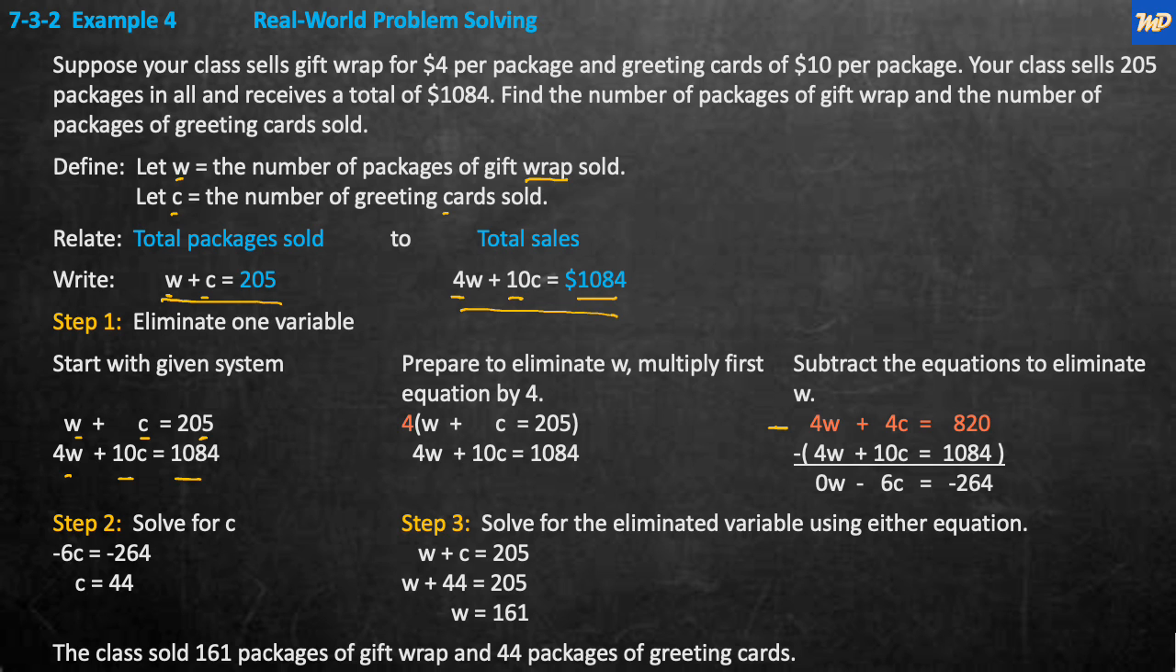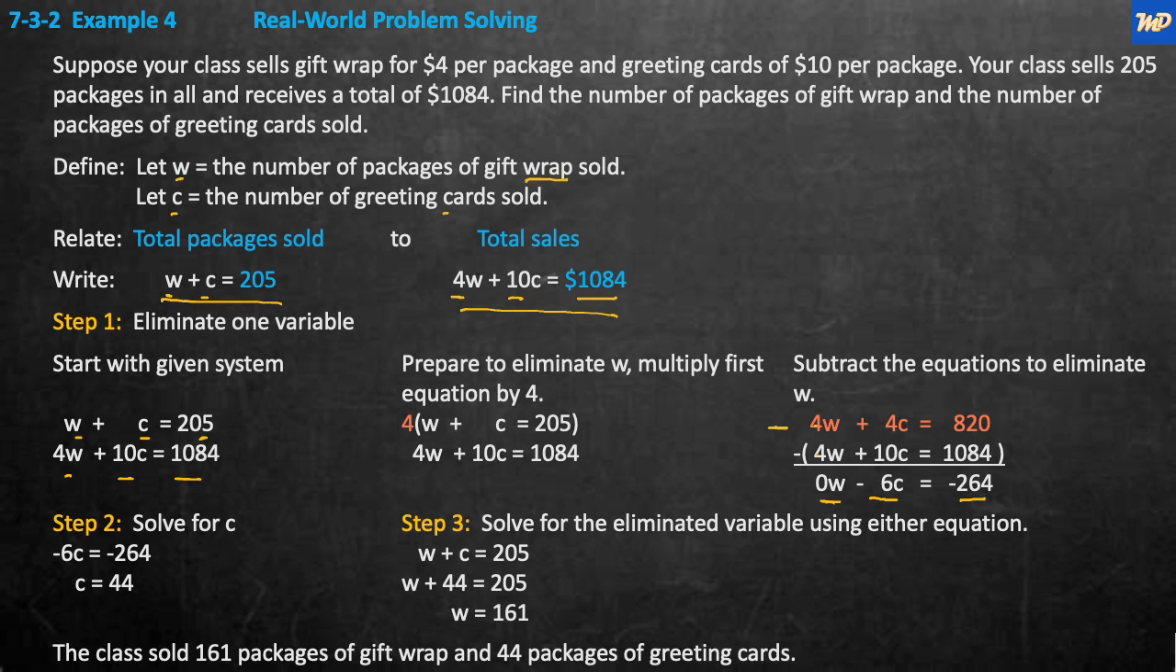So what are we going to do? We're going to subtract one equation from the other. So now when we do that subtraction, the 4 minus 4 is 0W, and 4 minus 10 is negative 6C, and 820 minus 1084 is negative 264. Just subtract them. Remember, you have to subtract every term in the entire equation.